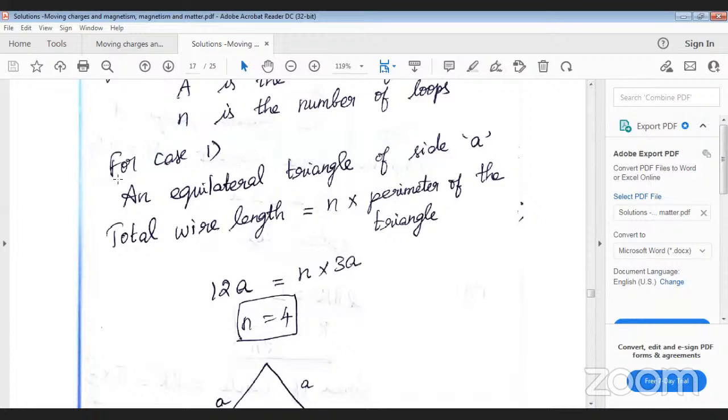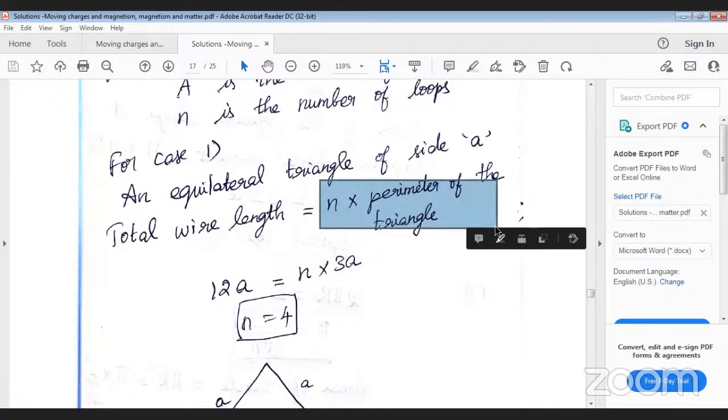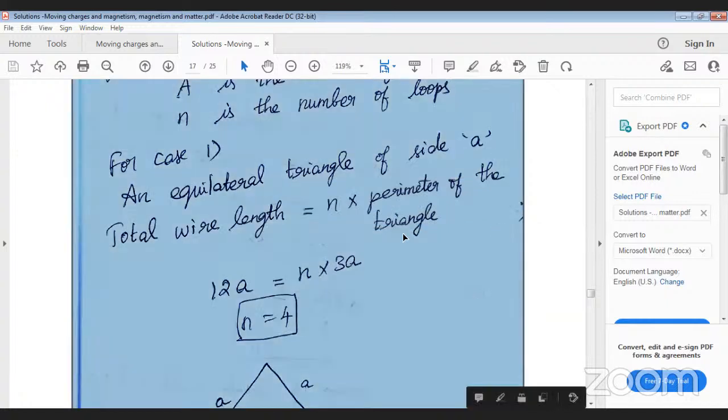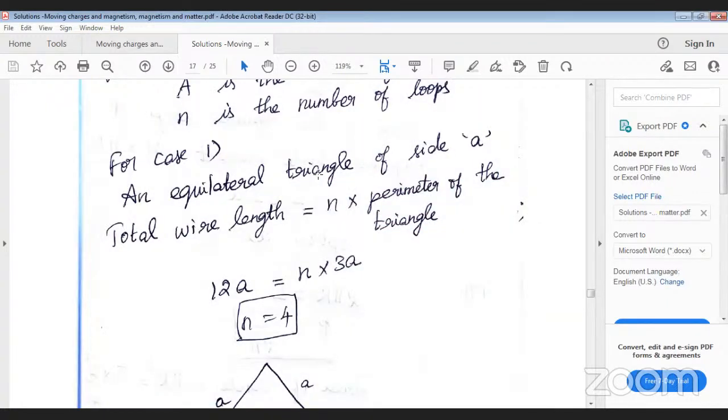We all know very well, here for an equilateral triangle, okay, the total wire length given in the problem, 12a, should be equal to N into the perimeter of the triangle. Okay, N means the number of loops on that equilateral triangle. The total wire length is 12a as given in the problem, and we should multiply the number of loops N with the perimeter of the triangle to get the number of loops.